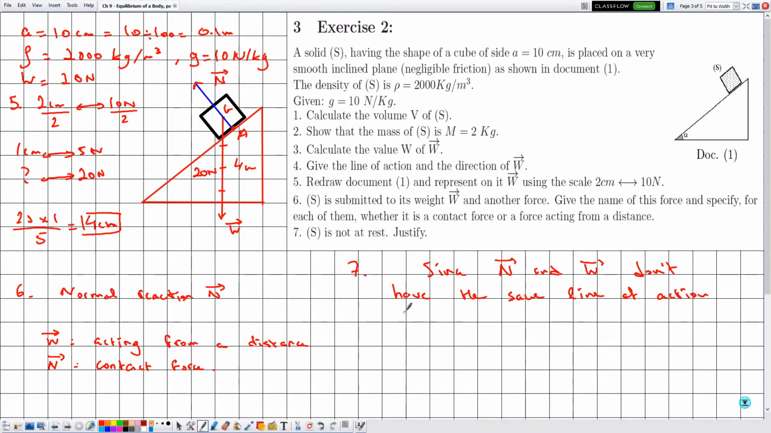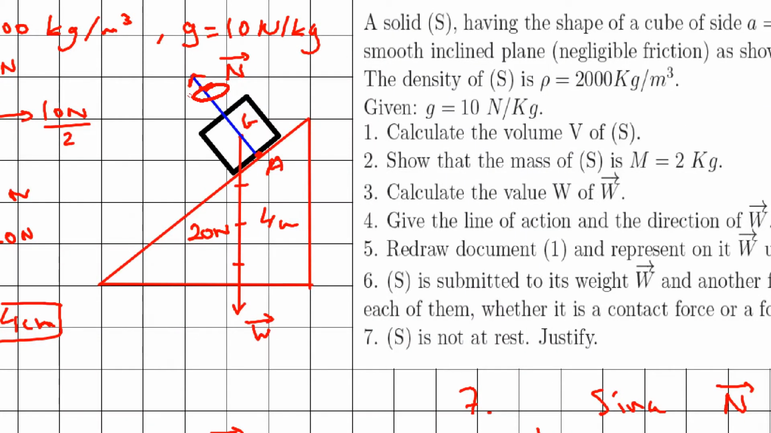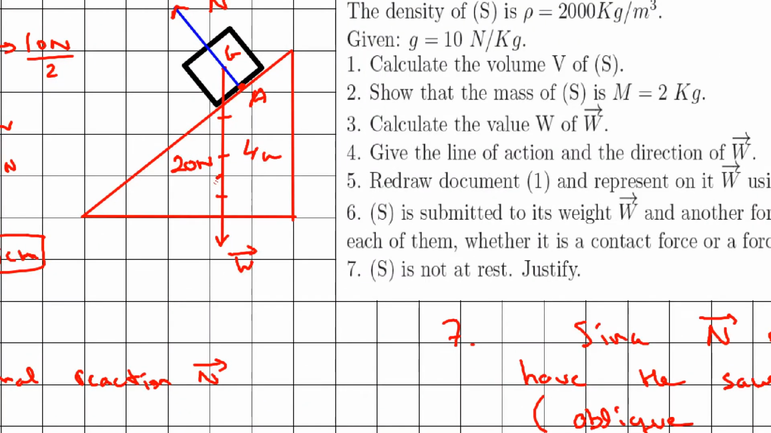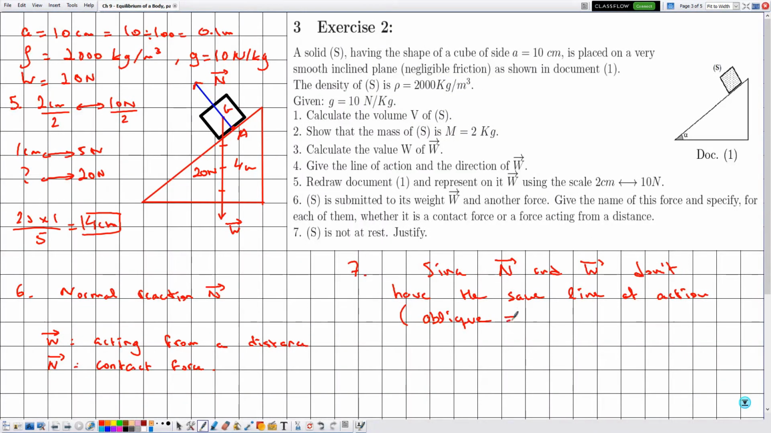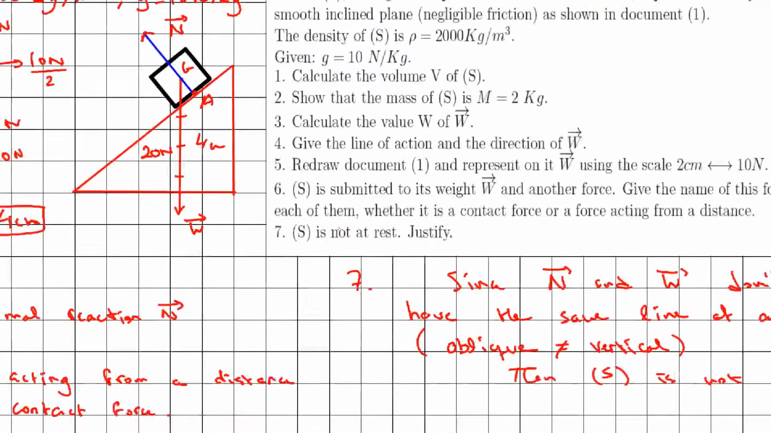And this is because oblique. So the normal reaction has a direction which is oblique, whereas the weight has a direction which is vertical. So oblique is different than vertical. Then S is not at rest, which means it is not at equilibrium.